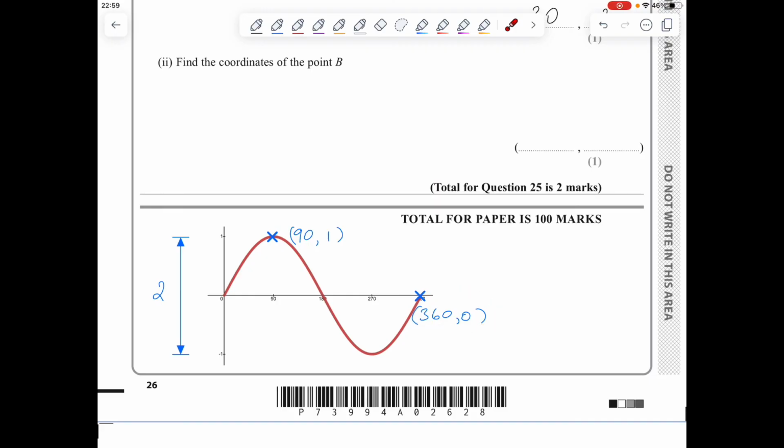For point B, let's reapply this on this point. 60 degrees to the left will take it to 300. If you multiply the y's by 2, it won't affect the 0 because 0 times 2 is 0. So this point is 300, 0.